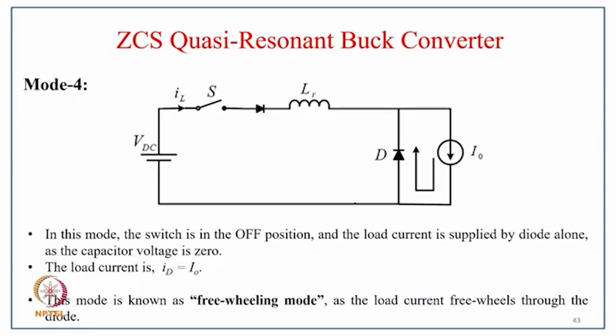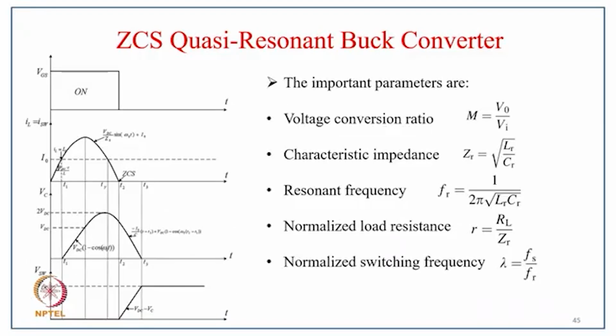Coming to mode 4, when the switch is off, typically in this mode the switch is in the off condition and the load current is supplied by the diode alone, and the capacitor voltage is 0. The load current is ID equal to I0, and this mode is known as freewheeling mode, as the load current freewheels through the diode. And these are the typical waveforms for all the modes like T1, T2 and T3.